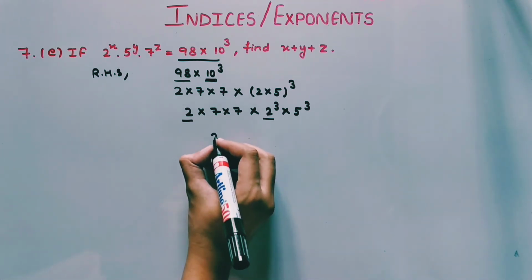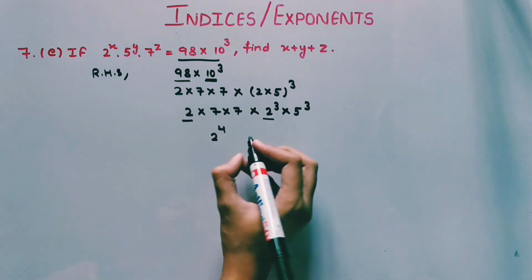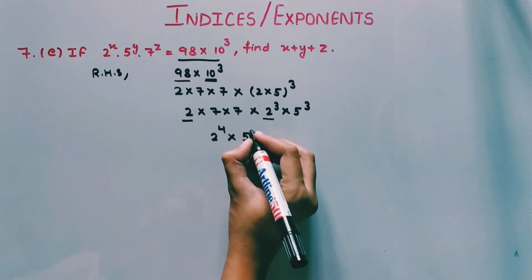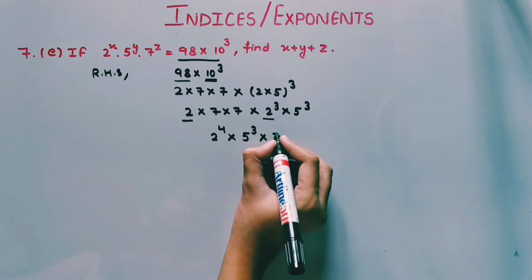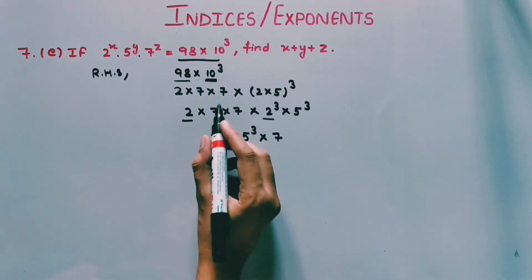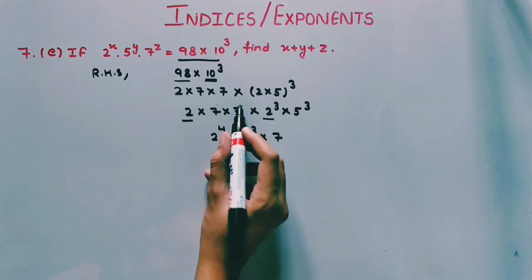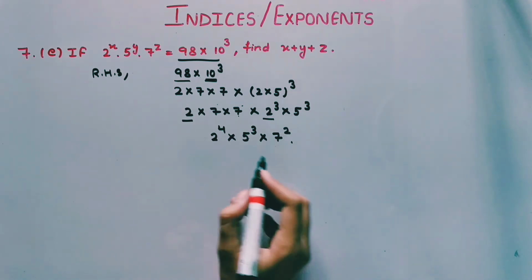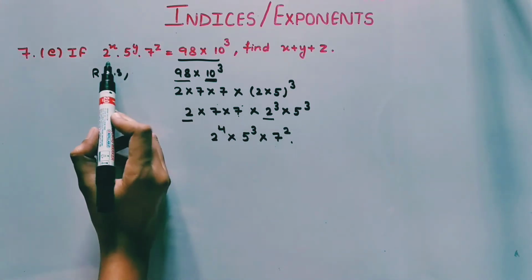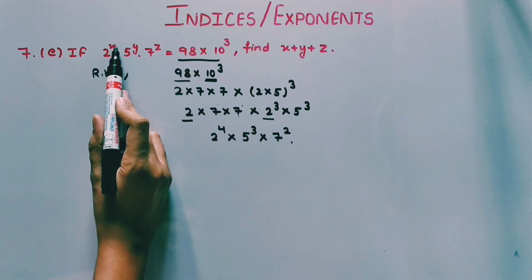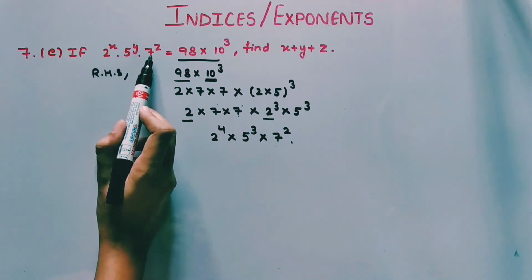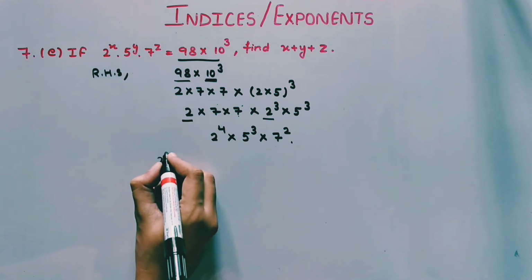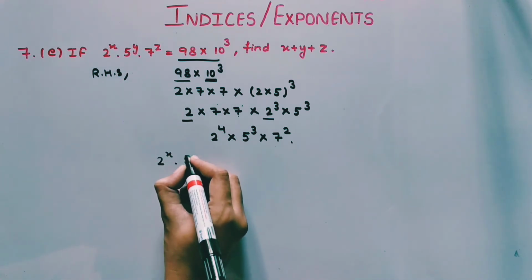These are in multiplication, hence the power of 2 will be 4, multiplied by 5^3 multiplied by 7. 7^1, 7^1, hence 7^2. Now this is the right hand side. On the left hand side we have 2^x, 5^y, 7^z. Now we will compare the left hand side and right hand side.